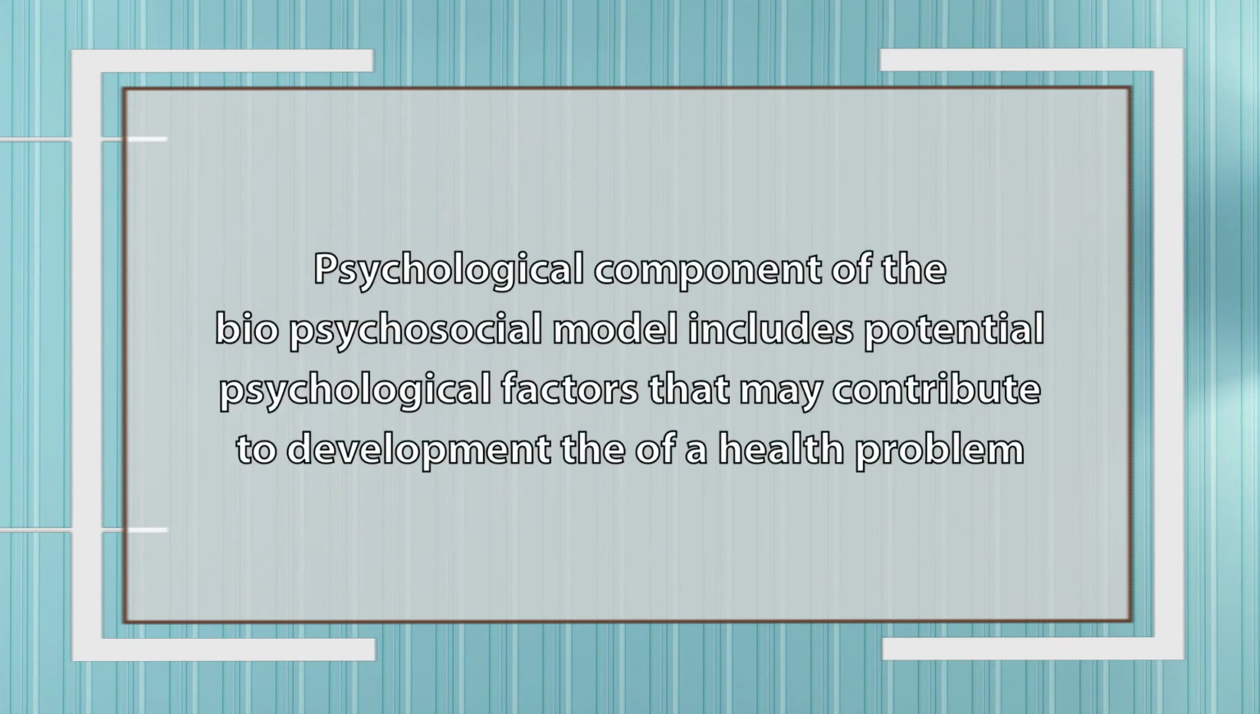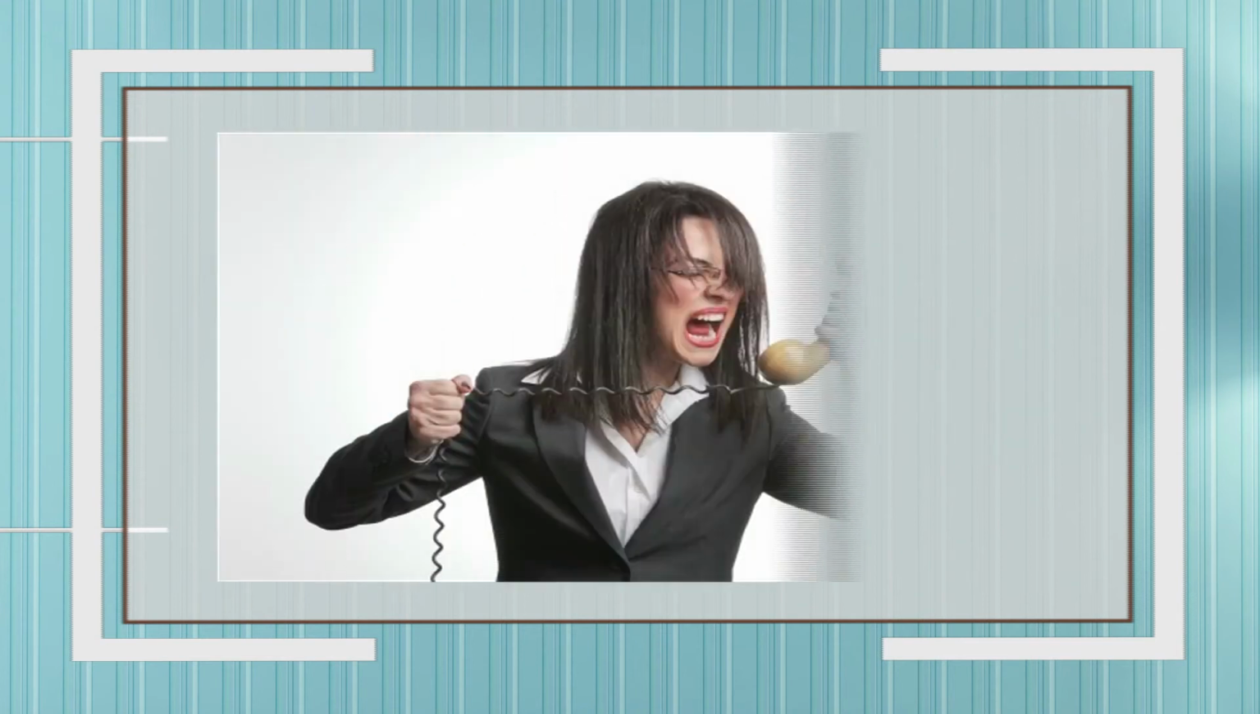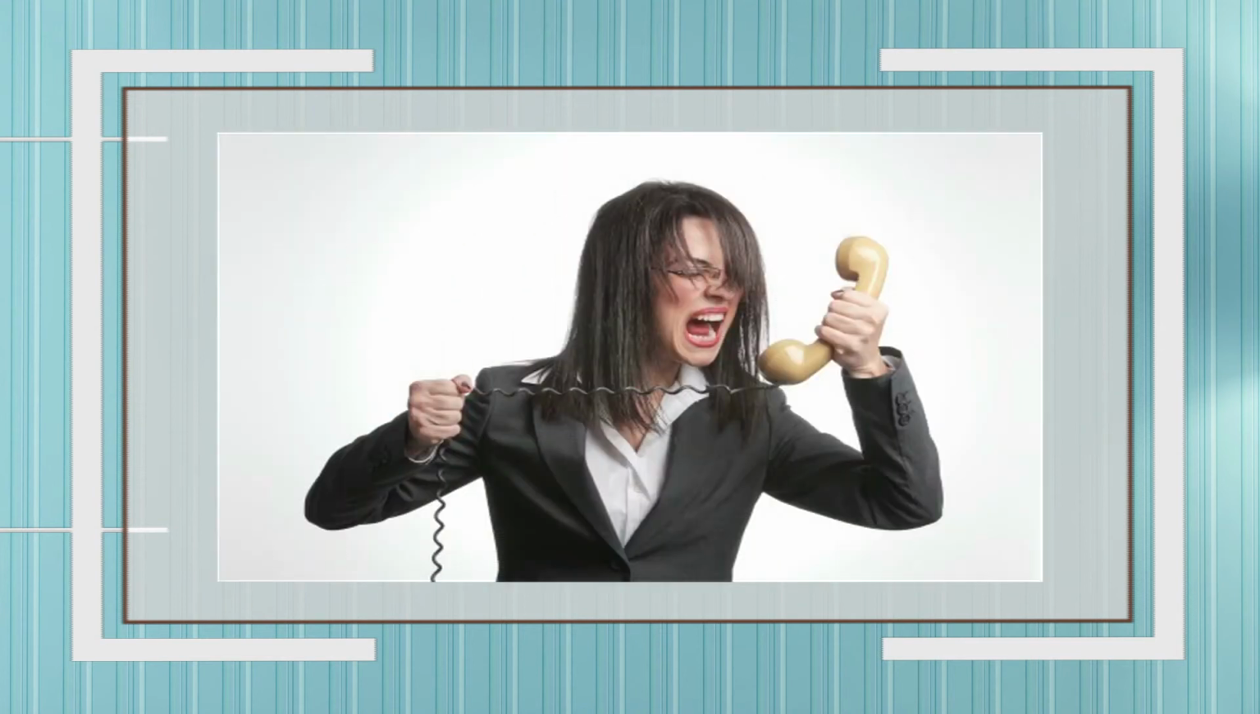The psychological component of the biopsychosocial model includes potential psychological factors that may contribute to the development of a health problem. These include lack of self-control, emotional turmoil, and negative thinking. Individuals with a genetic vulnerability may be more likely to display negative thinking that puts them at risk for depression.